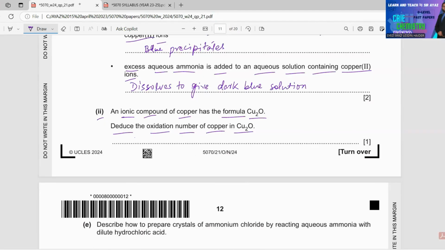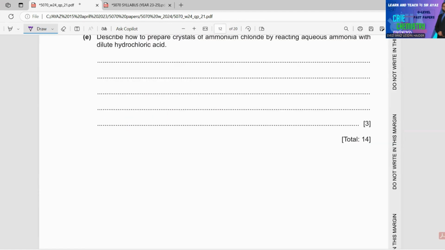So I will write 2x plus (-2) is equal to 0 overall, because there is no charge on Cu2O. So 2x minus 2 is equal to 0, or 2x is equal to plus 2, or x is equal to plus 2 by 2. So the answer must be plus 1. So the oxidation number on copper is plus 1.